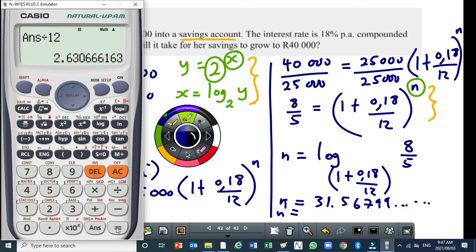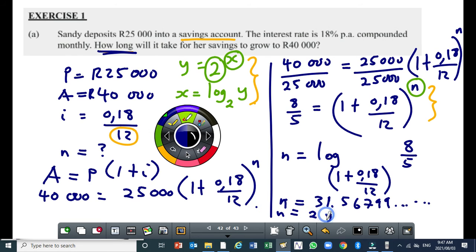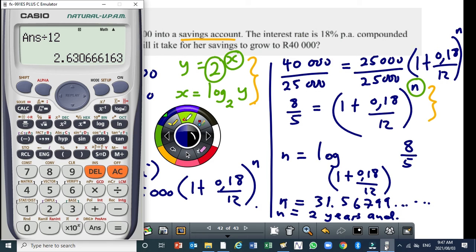2.63 years. If we want, you can go further to calculate the number of months. We can say n will be 2 years and. If you want to calculate the number of months, make sure you pay attention here. What you can do is subtract 2 from that so that we can get that decimal. Are you following what I'm saying? Subtract the whole number, then you get this. Then you multiply this by 12 to convert the decimal to number of months.